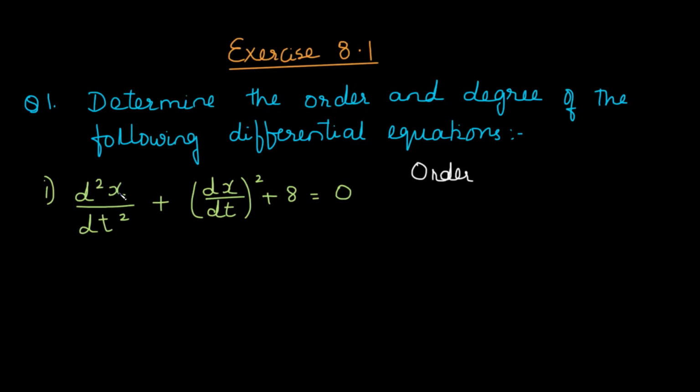So for finding the order, what do you do? You just check which is the highest order derivative over here. See, we have 2 types of derivatives, first order and the second order. So obviously the second order derivative d2x by dt square is the highest order derivative for this particular equation. And therefore order is 2. And what is the degree? Degree is the power to which the highest order derivative is raised. In this case, this highest order derivative is raised to power 1. That means the degree of this equation is 1.